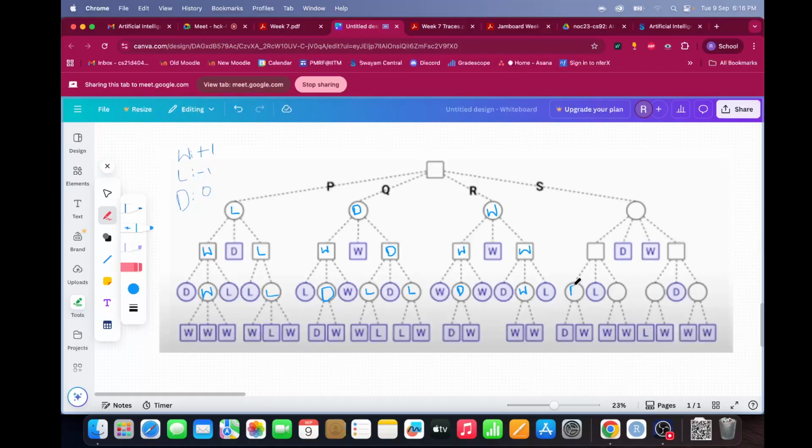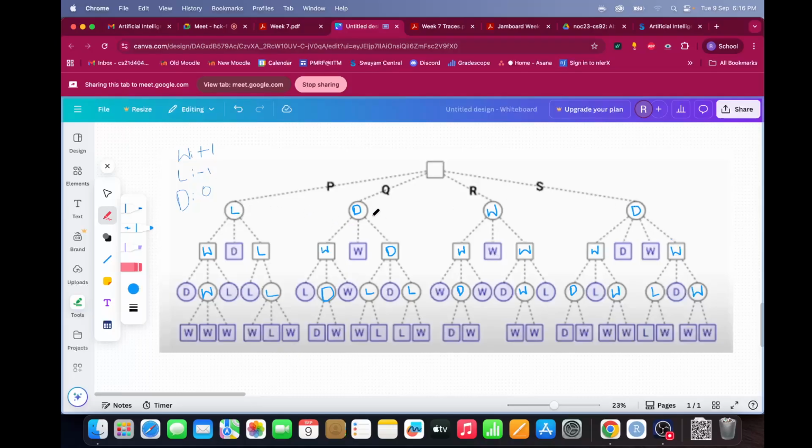So this will be filled with a draw because that is the lower one amongst D and W. This one will be filled with W because of W and W, only two choices. This will again be filled with a W because win is the maximum available choice. This min node will be filled with L, this with W, this one with a W again because this is a max node, and this min node will be filled up with a D again because that is the minimum amongst W, D, W and W.